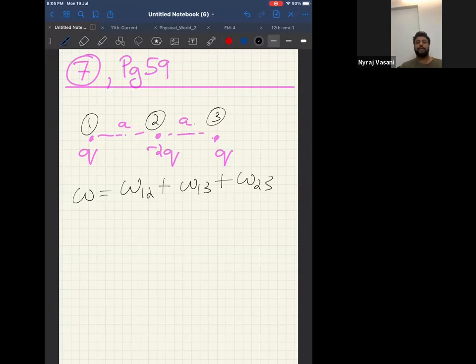Now start using the formula and tell me what answer you get. I have given you the system, meaning I have shown the diagram of the system. I have given you the resultant work done, that is your potential energy. Now tell me what answer you get for this.